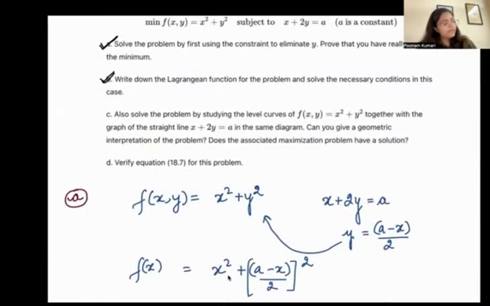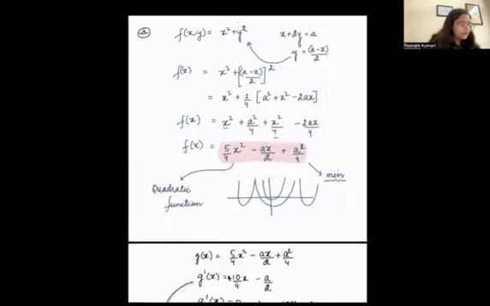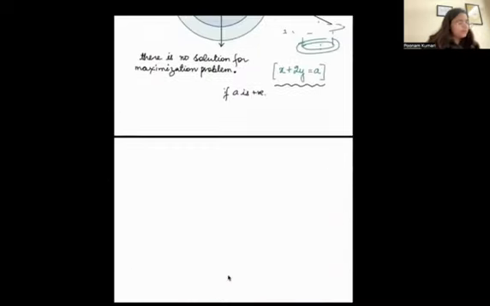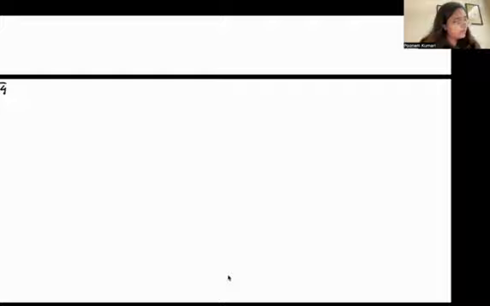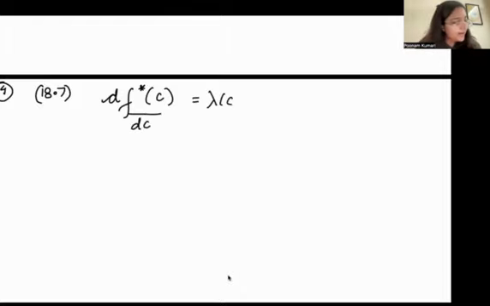Alright, now what is part D? Part number D is saying verify 18.7 for this problem. So what is 18.7? If you see what is written in equation 18.7, what is written? Ma'am, that the rate of change of optimal value due to the constant equals lambda. So if I take the derivative with respect to C, that should give me lambda, right? This is my 18.7 equation, right?